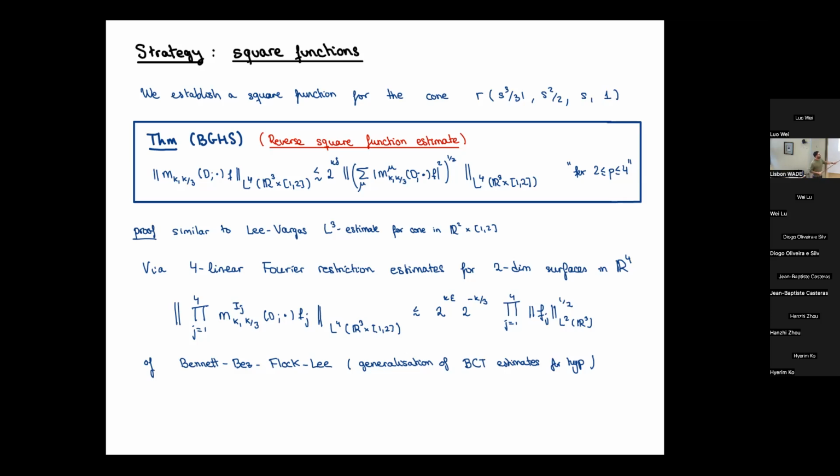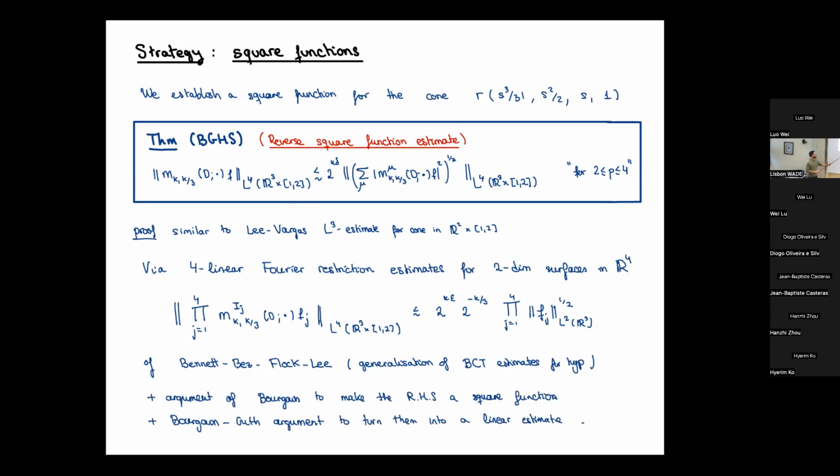These are not the standard Bennett-Carbery-Tao estimates, because those are for hypersurfaces, but more recent ones developed by Bennett, Bez, Flock, and Lee, where they have done it for intermediate dimensions. And when one has this L2 estimate, there is a trick by Bourgain to transfer this L2 bound as a square function. Once you have the square function on the right-hand side, you have a multilinear square function estimate that you can run the Bourgain-Guth argument on to turn it into a linear estimate. Indeed, in the form by Shengwen Gan and Sanghyuk Lee, because this is for curves.